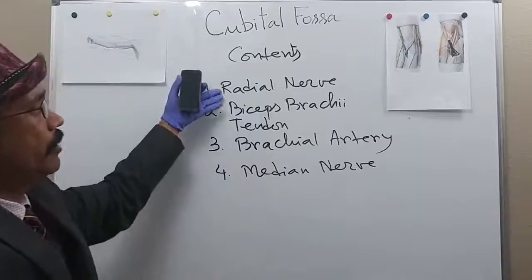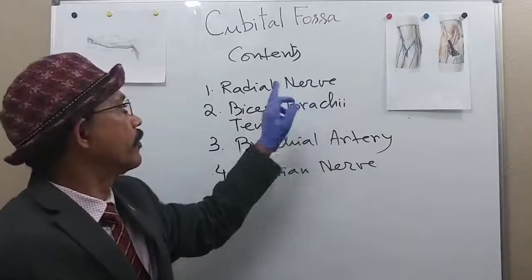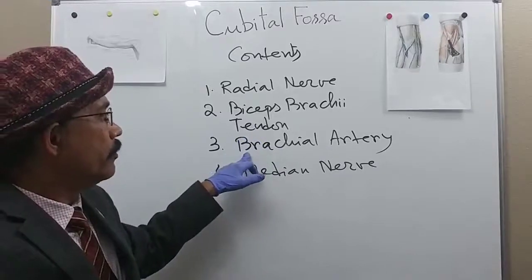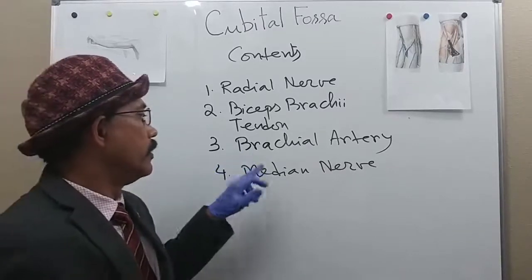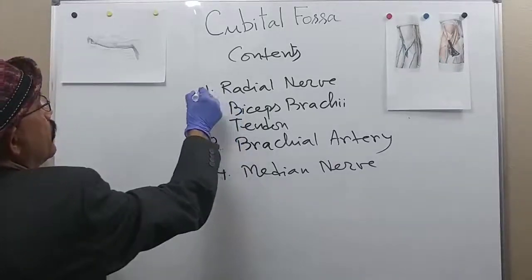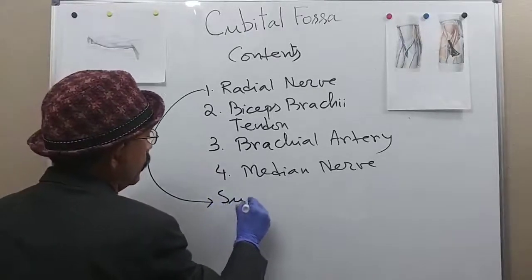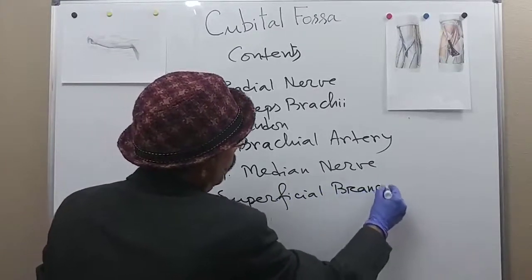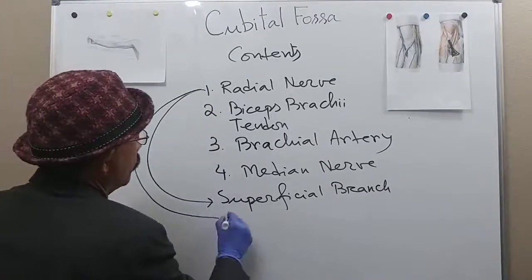One is the radial nerve, which comes from the posterior cord of the brachial plexus. Then the biceps brachii muscle tendon, the brachial artery, then the median nerve. The radial nerve has two divisions under the brachioradialis. One is the superficial branch, that is cutaneous.